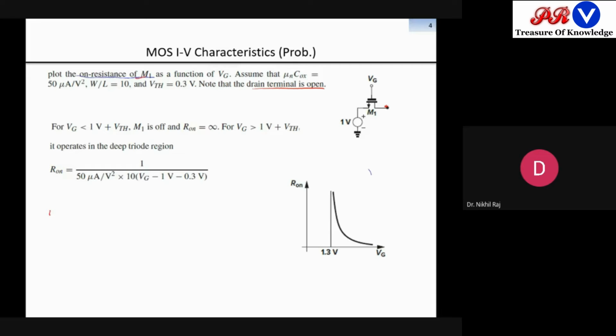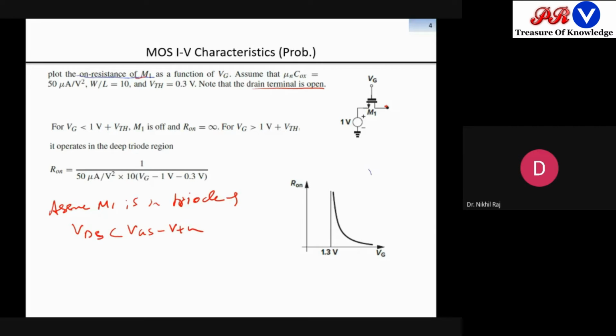So when we assume that M1 is in triode, this means my VDS is less than VGS minus VTH.